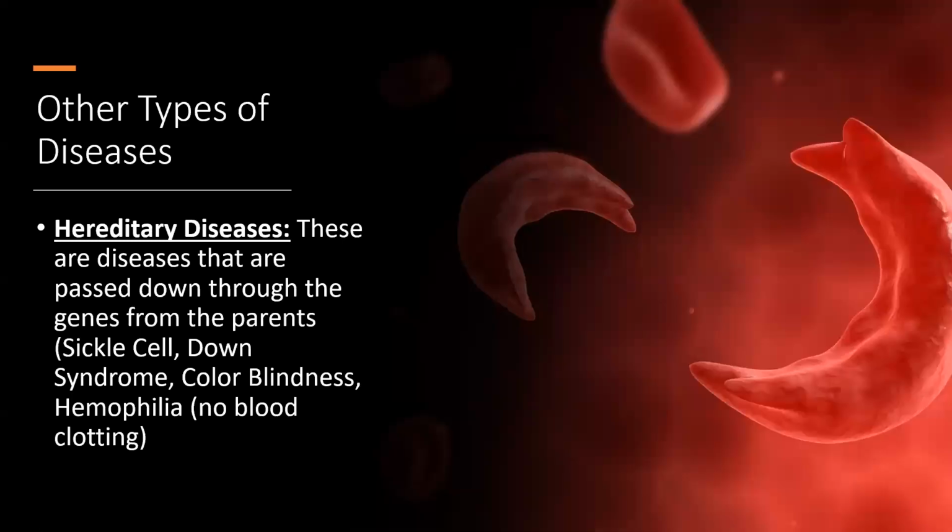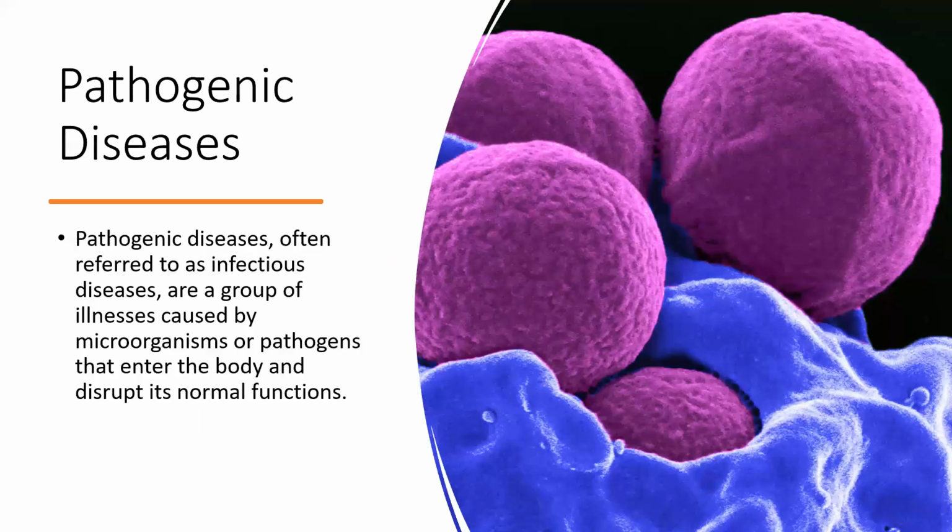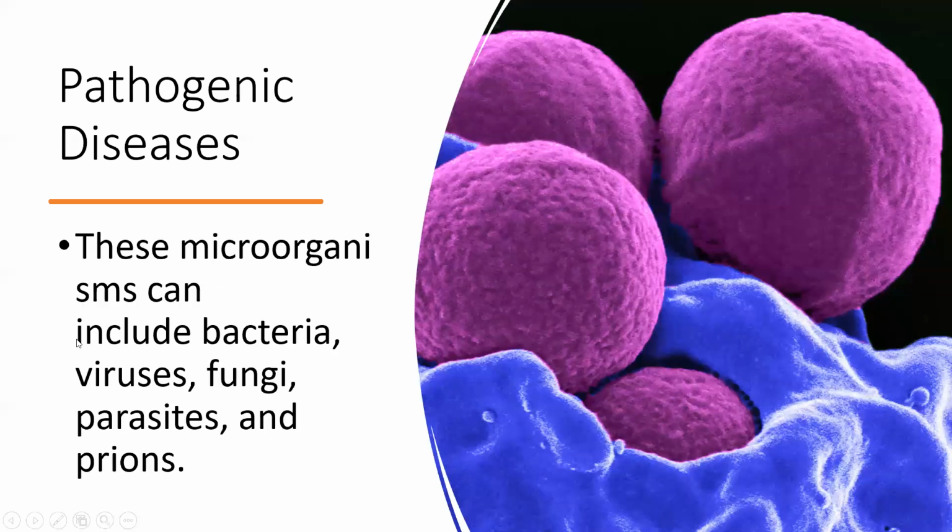All right. Hereditary diseases, we ain't getting into that. Pathogenic diseases are diseases caused by either bacteria or a virus, or it can be a fungus, or it could be a parasite, or it could be a prion.